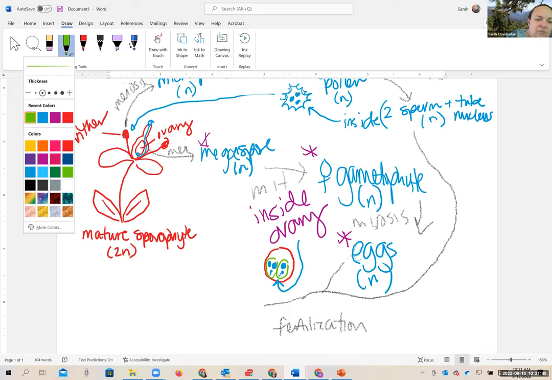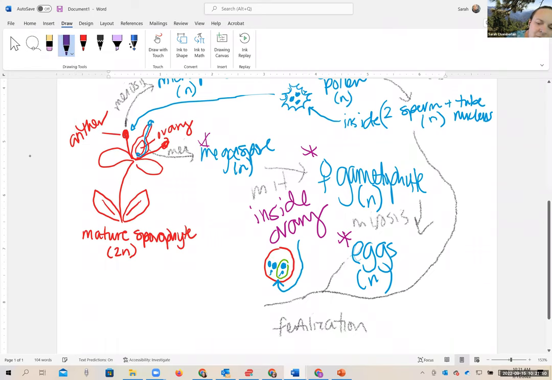And that, my friends, is what ends up becoming... I'm going to circle it in a different color, in purple, because that's going to be useful in a second. So when fertilization happens in flowering plants, we call it double fertilization because there are two sperm. One sperm fertilizes the egg and another sperm fertilizes these two other cells. That's weird, all right? So, double fertilization.